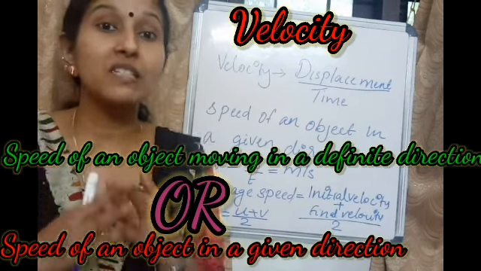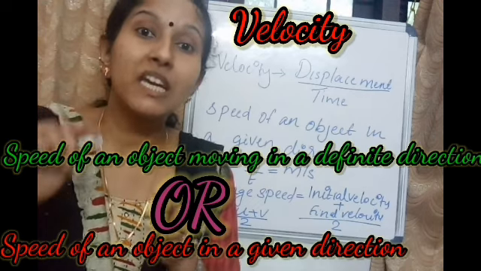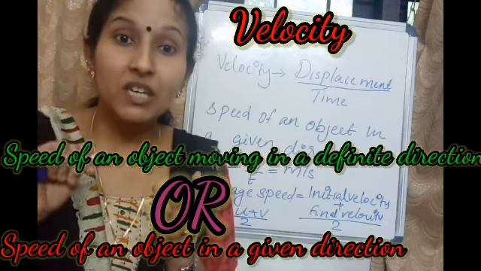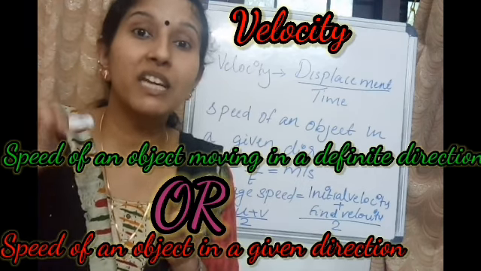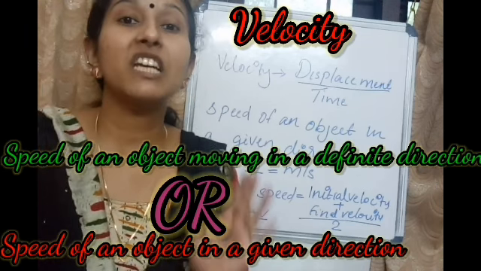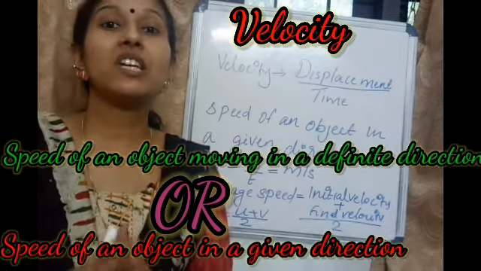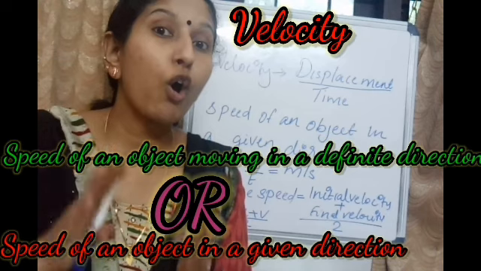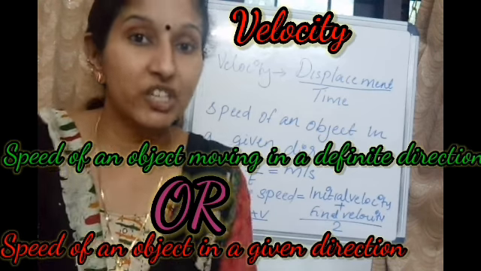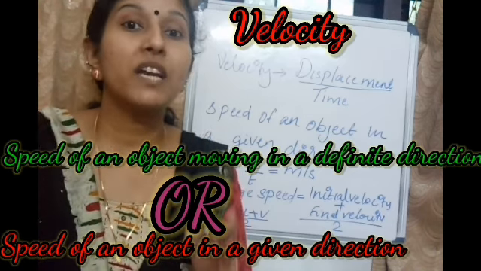Okay. So velocity is the speed of an object in a definite direction. Velocity can be defined as the speed of a body or speed of an object in a definite direction. Speed with direction is velocity. What is velocity? Velocity is the speed of an object in a definite direction, or speed of a body in a particular direction. That is velocity.